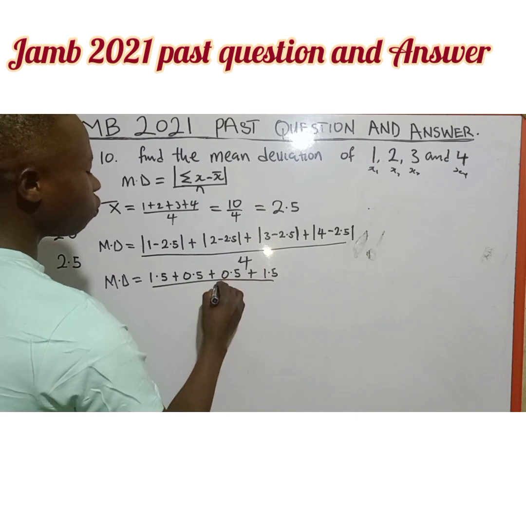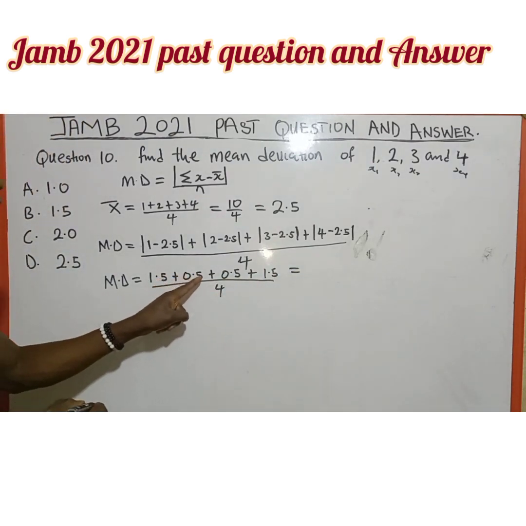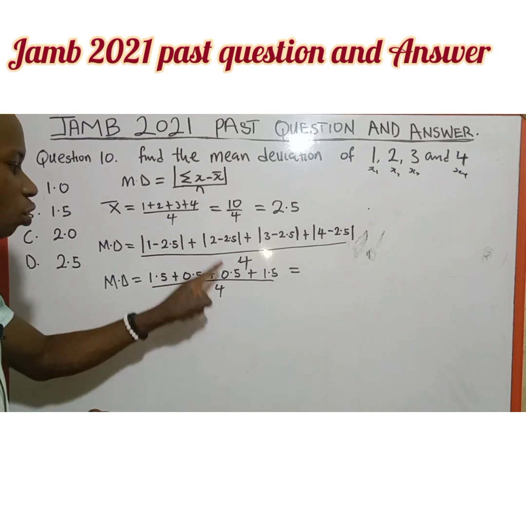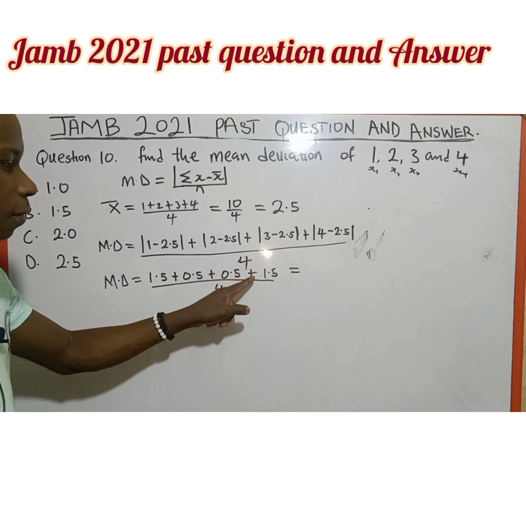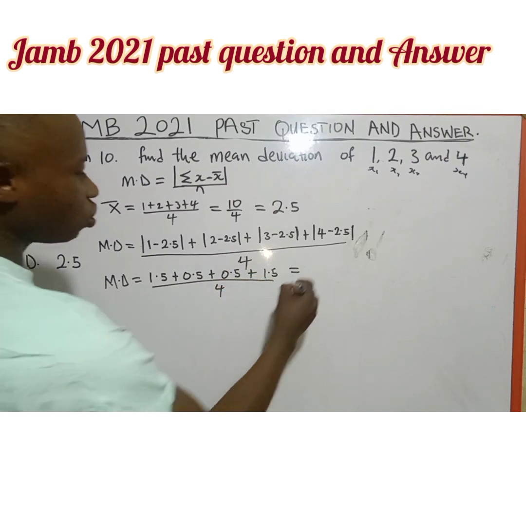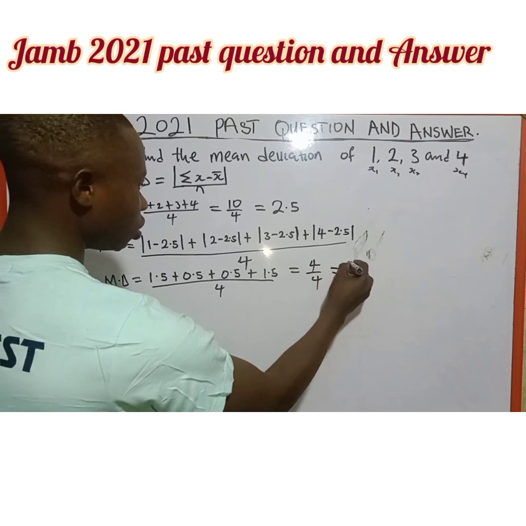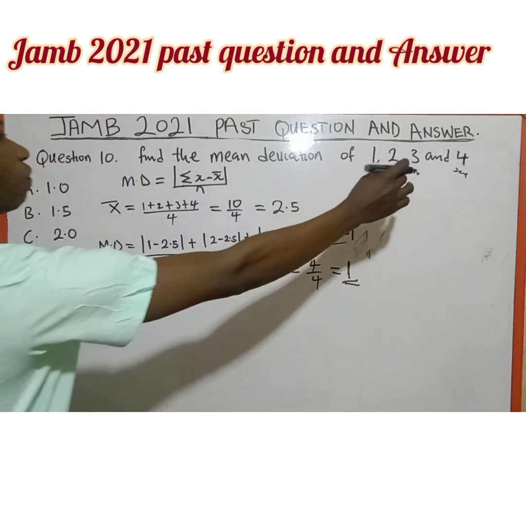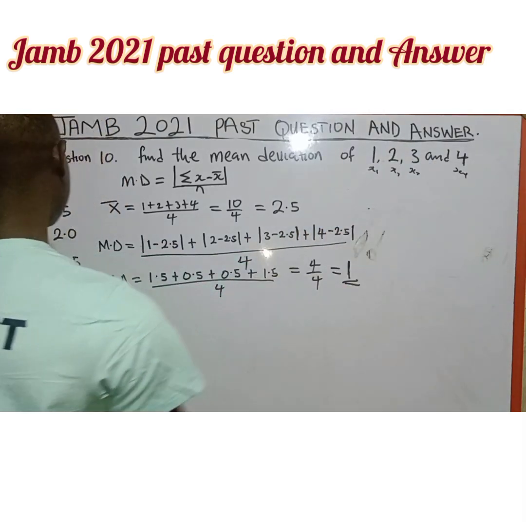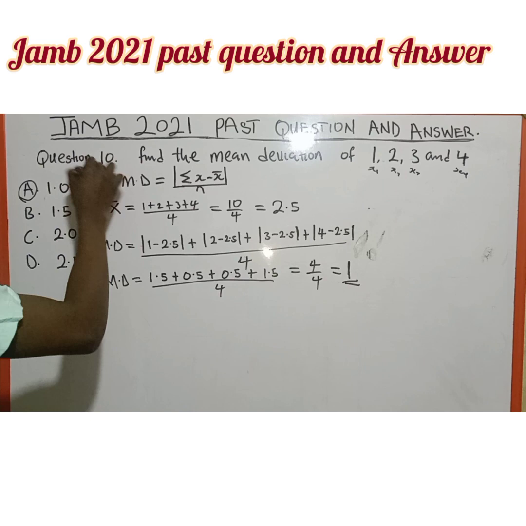Then everything over 4, which should be equal to 1.5 plus 0.5 is going to give me 2. Then 2 plus 0.5 is going to give me 2.5. Then 2.5 plus 1.5 is going to give me 4. Then divided by 4. 4 divided by 4 is going to give me 1. So 1 is the mean deviation of this data. So option A is equal to 1.